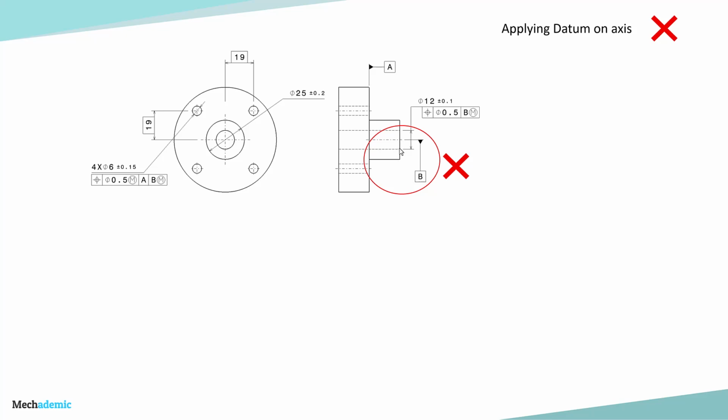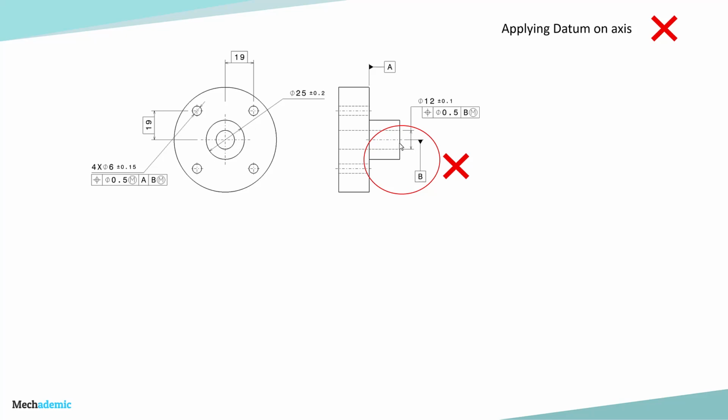So there is an ambiguity: does the axis belong to the hole, or does it belong to the outer feature of size, which is 25 plus or minus 0.2? We don't know that, and also we cannot place the datum directly connected to the axis. This is the wrong placement, the wrong annotation of a datum on the GD&T drawing. It should be placed along with the feature of size, which is 25 plus or minus 0.2, if you are pointing it towards the outer feature of size.